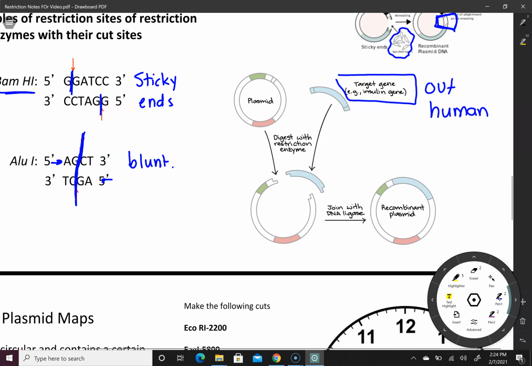So you specifically cut out this target gene. You then specifically open a plasmid in a specific place. You then insert it into that plasmid, and if you notice, here are your sticky ends, and the sticky ends are very likely to join up with the hydrogen bonds. Then you have to bring in DNA ligase, and that's going to seal up the deal. That's going to recreate that covalent bond between those nucleotides. And now you have what's known as a recombinant plasmid.